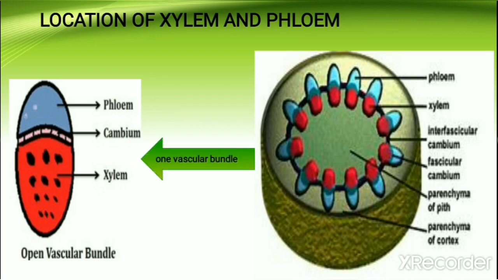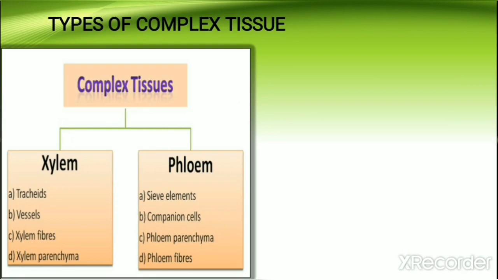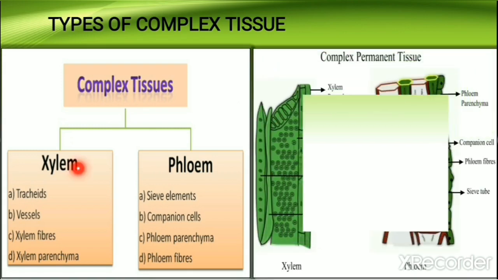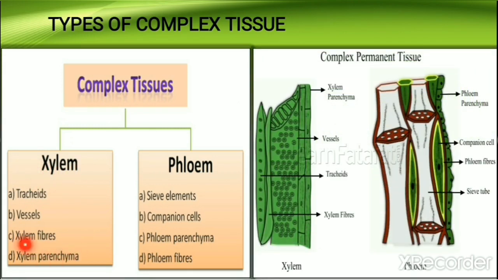Now the next is types of complex tissue. So here we will discuss the types of complex tissue, that is xylem and phloem, in detail. In the construction of a xylem tube, they need 4 different types of cells. We have already discussed that complex means different types of cells combine to perform a common function. So to make a xylem tube they need 4 different types of cells, and in constructing the phloem tube they need 4 different types of cells.